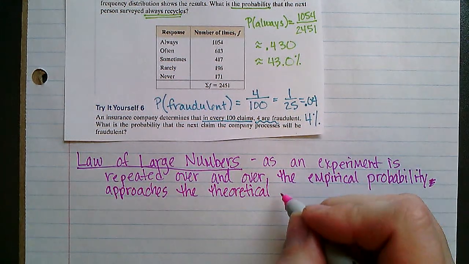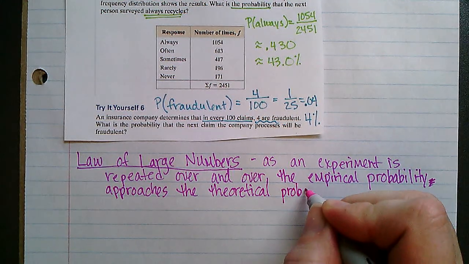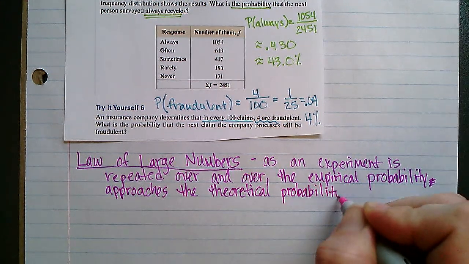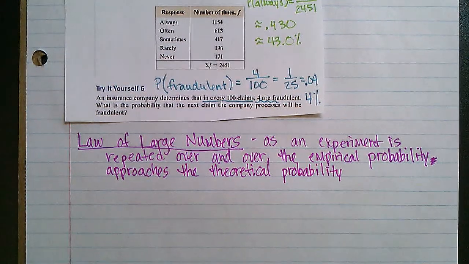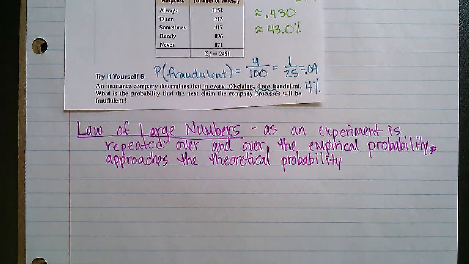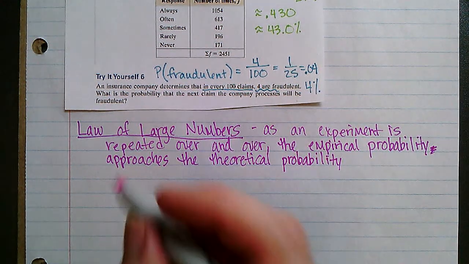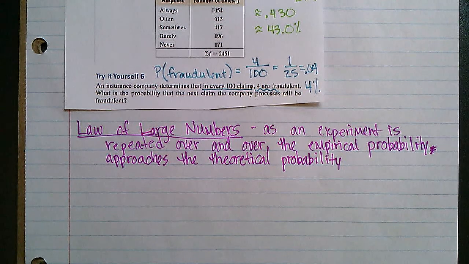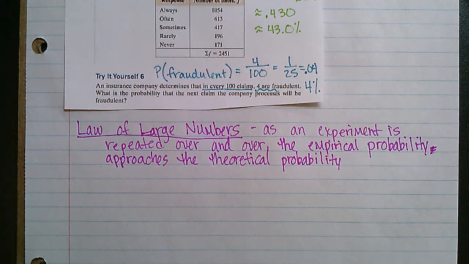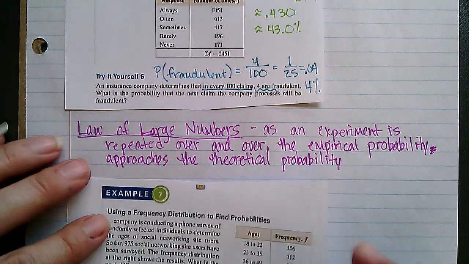So if I were to roll a dice 10 times, more than likely I would not just get a 1 1/6 of the time, and a 2 1/6 of the time, and a 3 1/6 of the time. But if I were to roll that number cube 1,000,000 times, then the empirical probability, the experimental probability, would start to resemble the value for the theoretical probability.